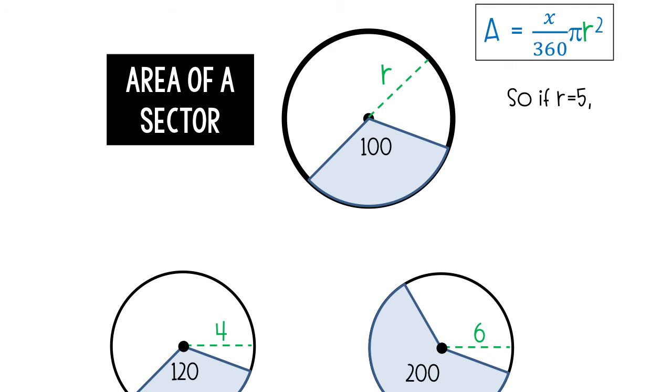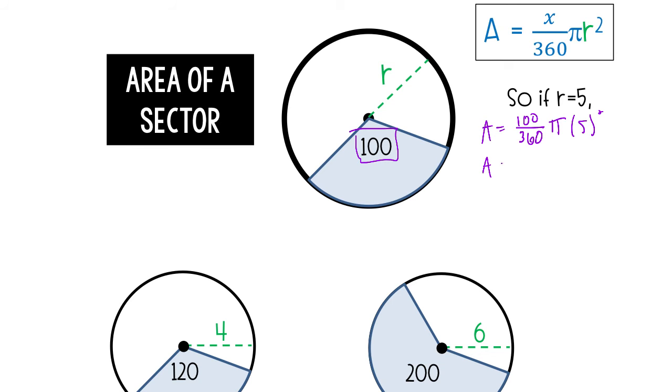The equation that we're going to use to find the area of the sector is x over 360 times pi times r squared. So it's the equation for the area times whatever fraction of the circle we're finding. So if r is 5 and our x, our central angle here, is 100, the area is 100 over 360 times pi times 5 squared.